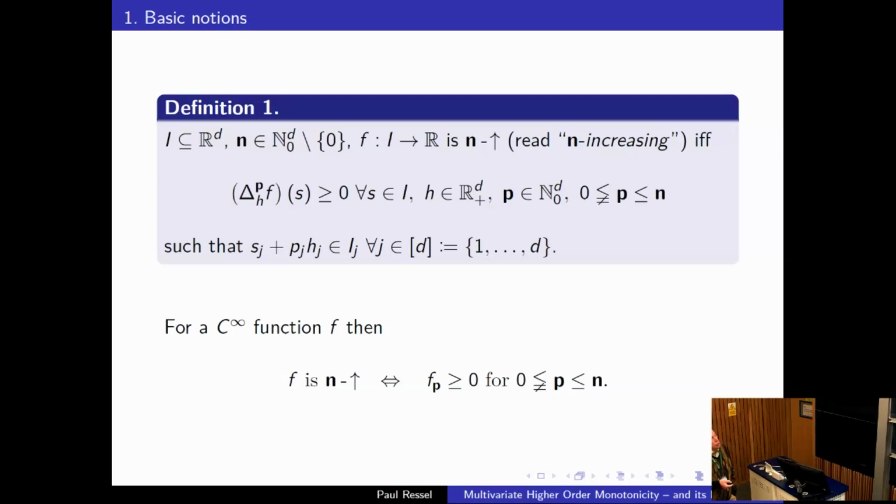And then, of course, after what I said before, for a C infinity function, f is n-increasing if and only if all these partial derivatives are non-negative. They exist, of course, or again it is enough to be sufficiently often differentiable. The order here is coordinate-wise.